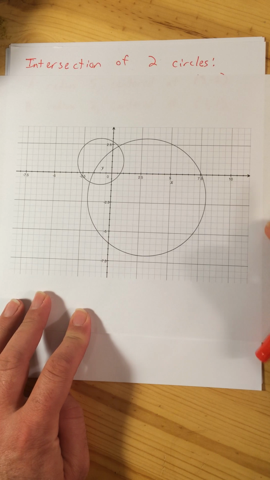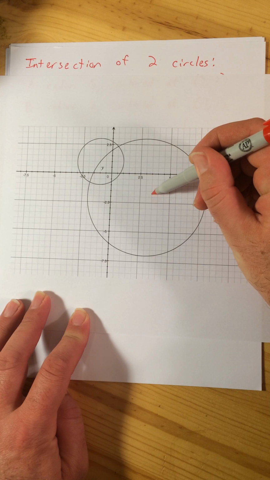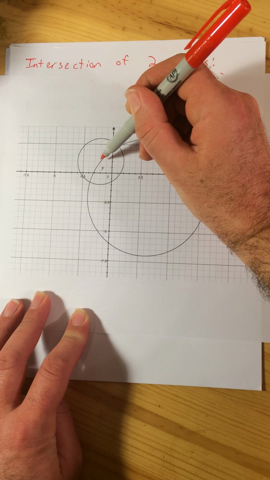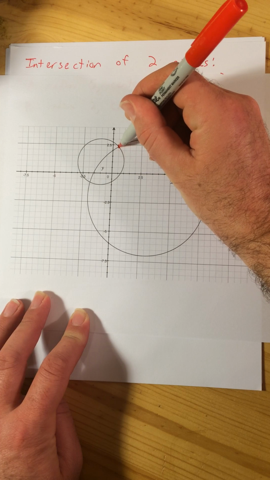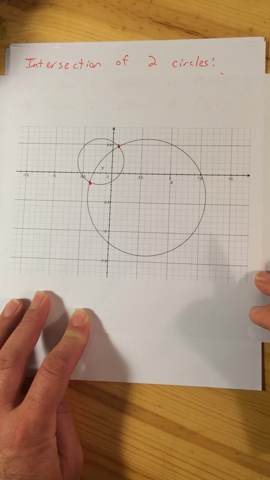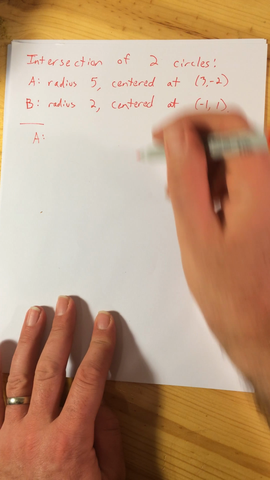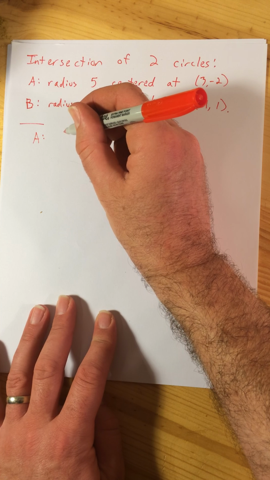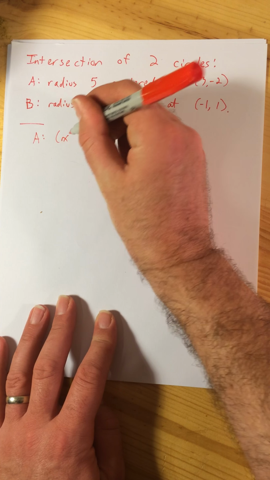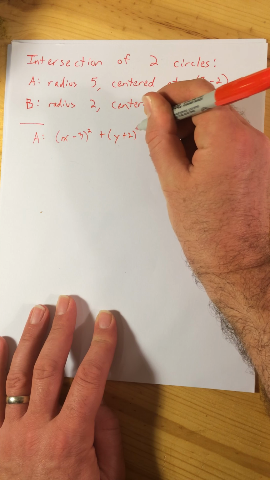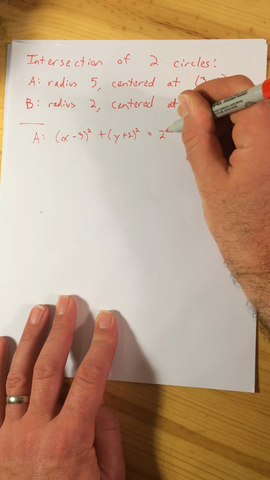A couple of circles. We've got one radius 5 centered here at (3, -2), and we've got one with a smaller radius centered at (-1, 1). So the 2 points we're looking for are this point and this point, the actual intersection points of the two circles. So let's see if we can find them. I guess the first thing we have to do is get the equations for the two circles. So for A, the equation is going to be what? It's radius 5, centered at (3, -2), so it's going to be (x - 3)² + (y + 2)² equal to radius squared, which is 25.